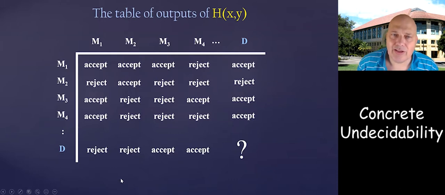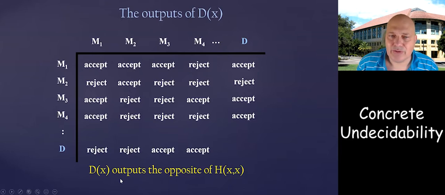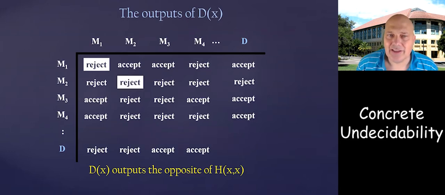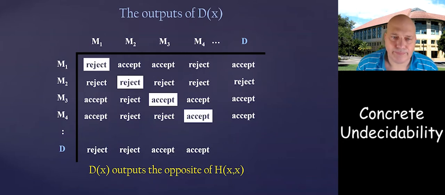So D on M1, right, so D of X outputs the opposite of H X X, meaning that it is the opposite of the diagonal. So D on M1, look at H of M1, M1, and reverse it. And similarly with M2, M3, and M4, and so on. And this is why when we look at the row that corresponds to D, we see the opposite of the diagonal. So we see reject, reject, accept, accept.